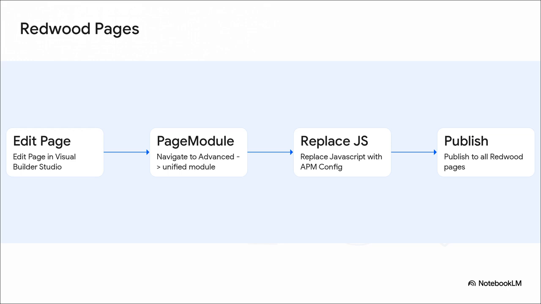Think of this Unified Module as the master key for applying changes across all Redwood pages. You just find the JavaScript area, swap out the default code with your APM configuration script, save it, and publish. And there you go. Your modern interface is fully instrumented too.